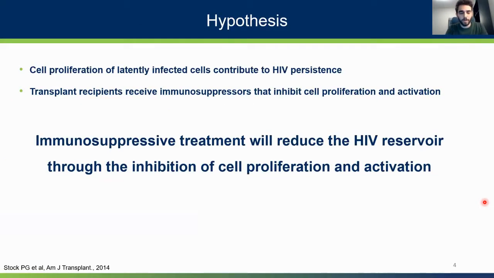Because proliferation of latently infected cells contributes to HIV persistence, and transplant recipients will receive immunosuppressors that inhibit that cell proliferation and activation, our hypothesis was that immunosuppressive treatment will reduce the HIV reservoir through the inhibition of cell proliferation and activation.